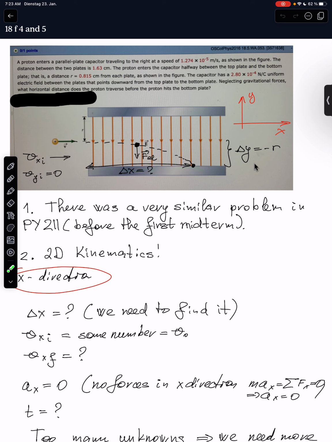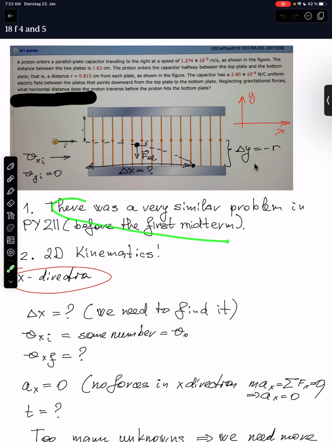Okay, very good. So delta y is actually given over here. It is minus r because the proton goes down. And r is what's shown on this figure over here. So what we know, a couple of things. But before we go there, actually, let me discuss something else.